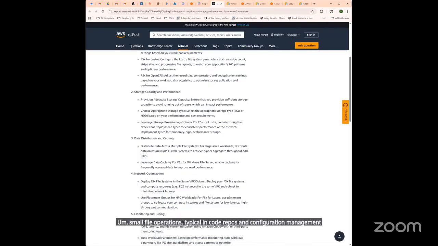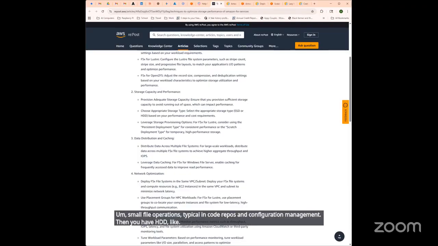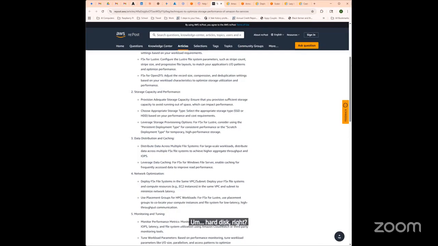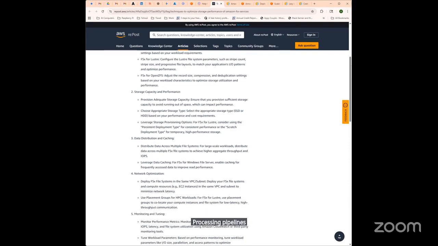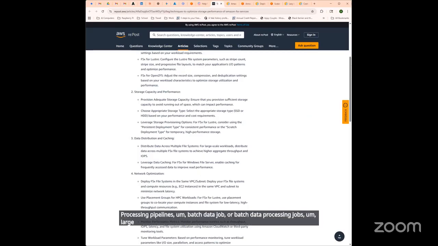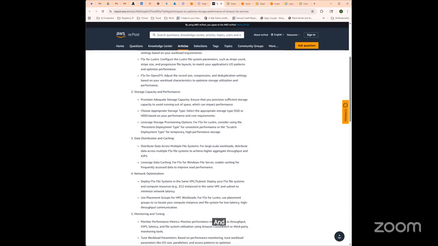Then you have HDD, like hard disk, right? So this delivers high sequential throughput at lower costs, and it optimizes for workloads characterized by large sequential data access patterns. And this storage type excels in video processing pipelines, batch data processing jobs, large scale ETL, and the operations where sequential read-write patterns are just dominant.